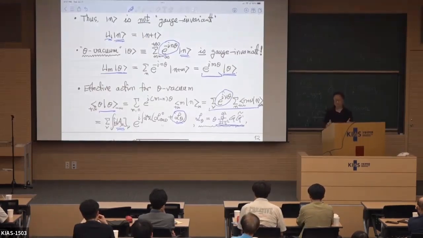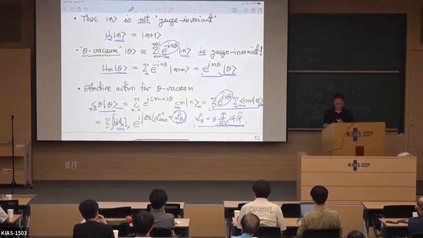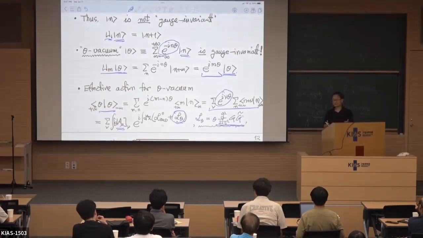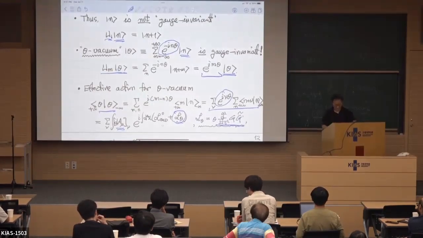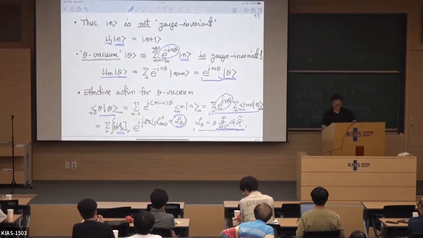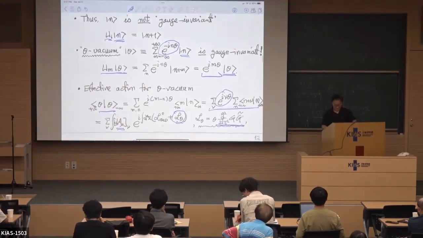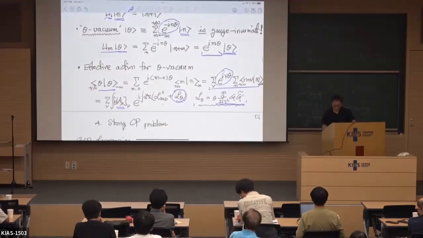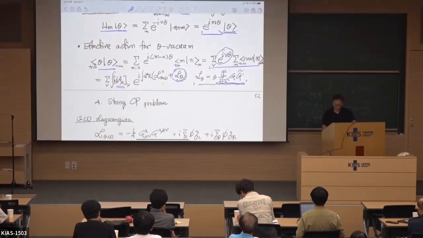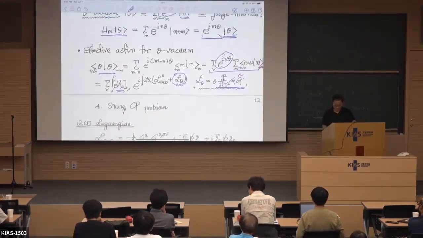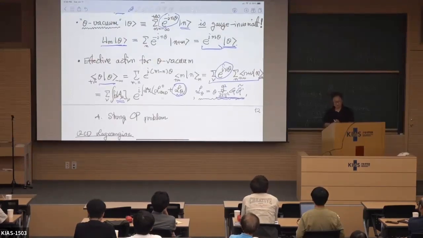And this theta is an arbitrary number, which can be order 1. Well, anyway, it is an arbitrary number, which turns out to be very, very small at the end. So this caused the so-called strong CP problem.